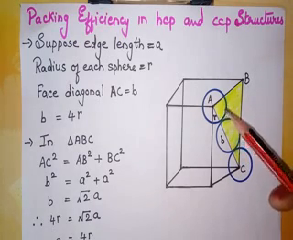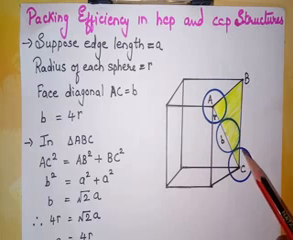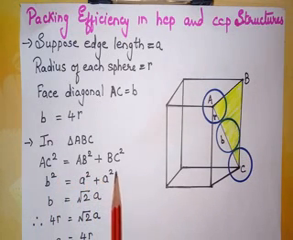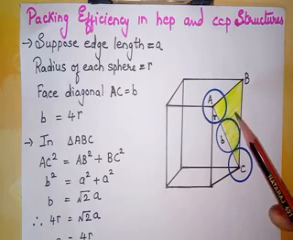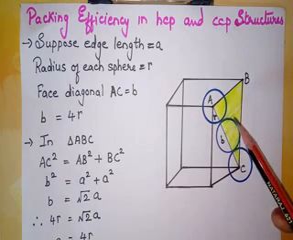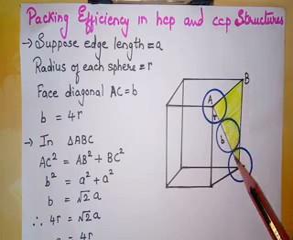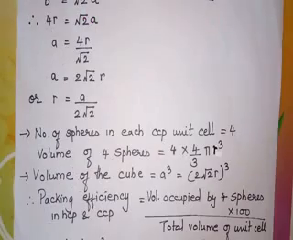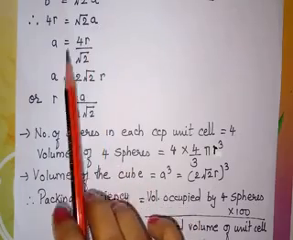Now we will consider triangle ABC for calculation. AC square is equal to AB square plus BC square. Now this is a right angled triangle, so we are applying Pythagoras theorem. So here we have B square is equal to A square plus A square. So you get B is equal to root 2A. So we have B as 4R, so it becomes 4R is equal to root 2A.